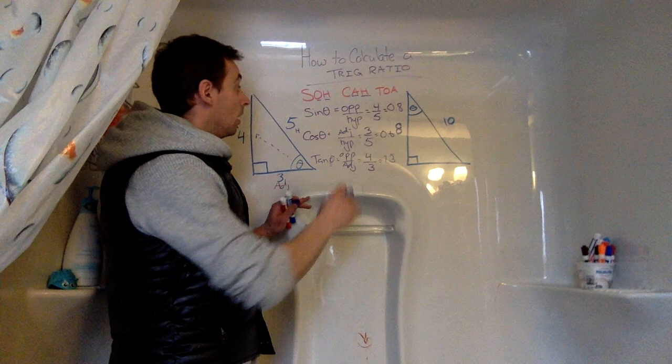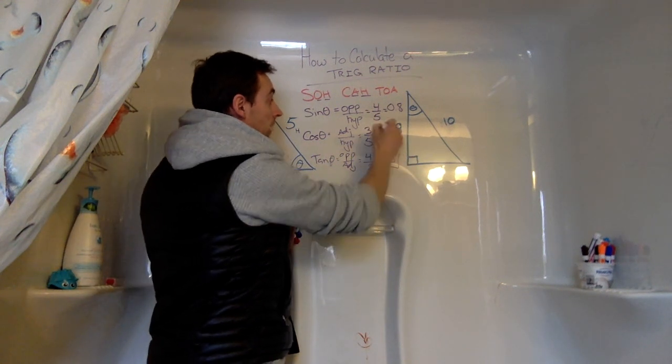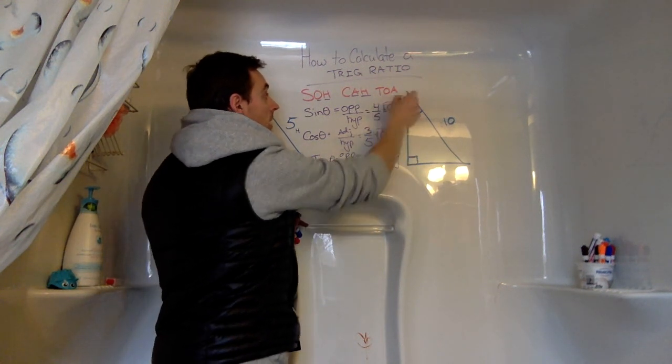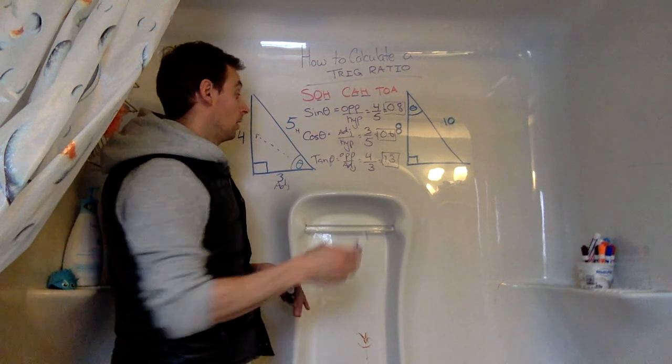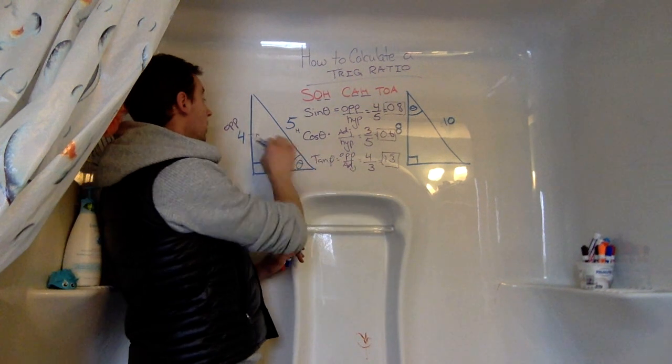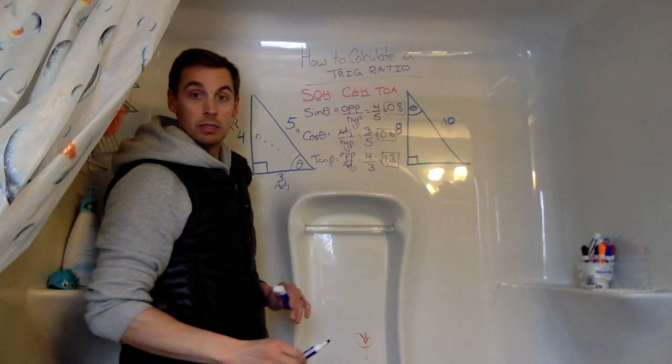Now, how we're doing this, this just gives us our ratio. That's all this tells us. This just tells us our comparison between these two lines to each other. So sine is accounting for the opposite distance compared to our hypotenuse distance.